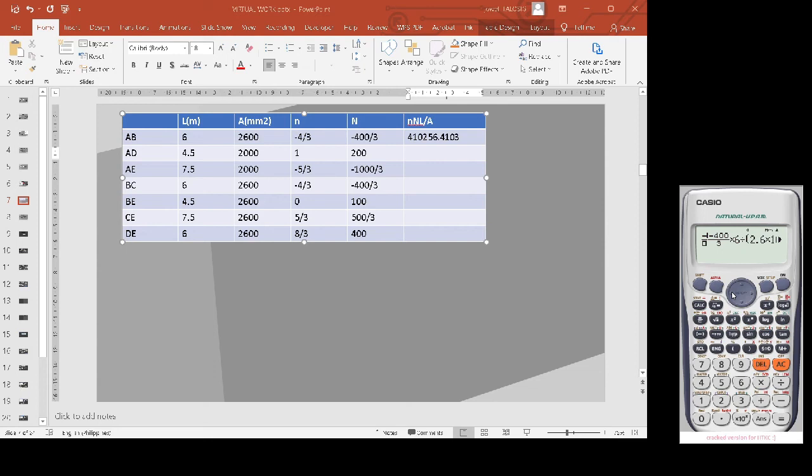Okay, palitan natin ng 1 to, no? 1. So, pwede naman nilang nilagay yung 1, pero magpakita lang tayo. Nawala yung ano natin, no? Okay, 200 times its length.